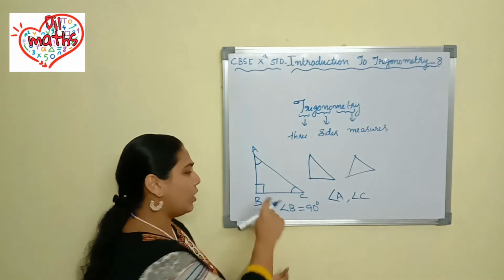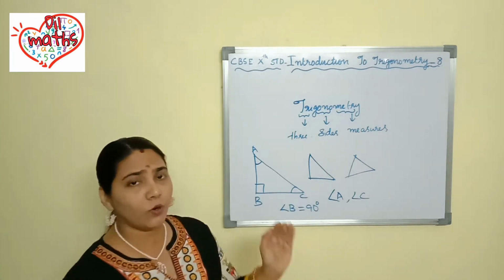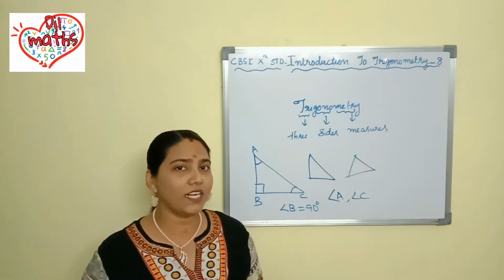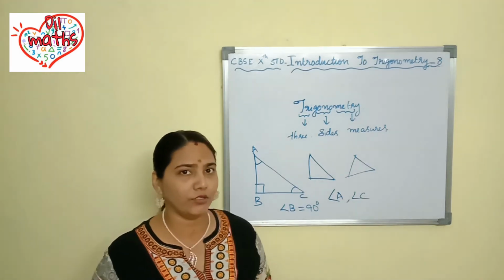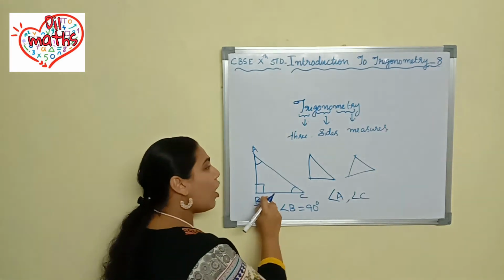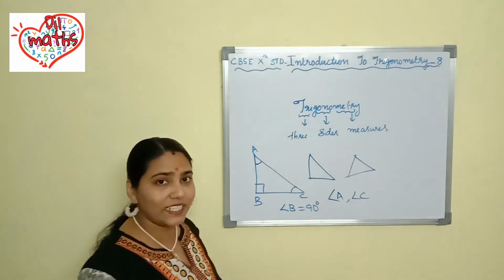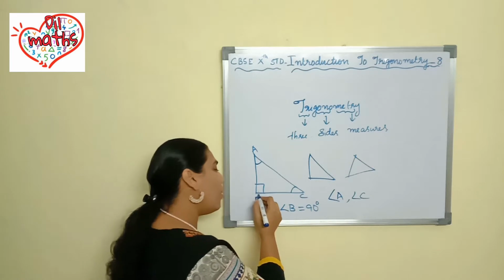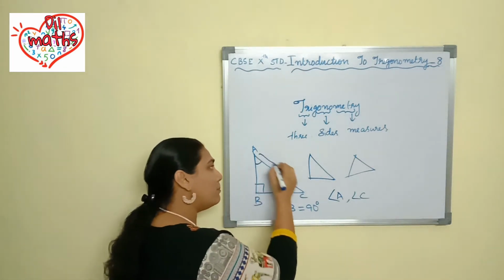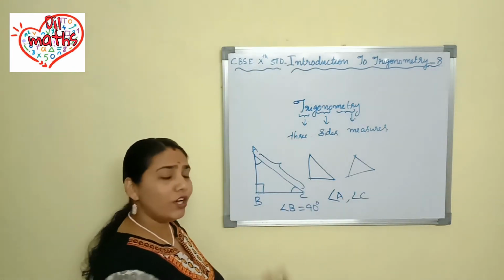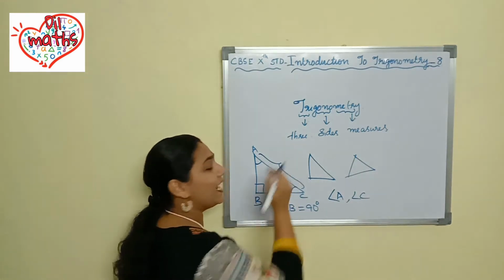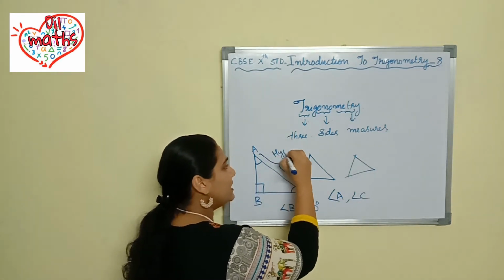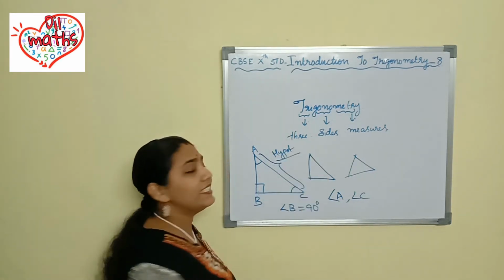Here I told you what is a right triangle. Now I want to tell you about what is hypotenuse, what is base, and what is altitude. So what is hypotenuse? Hypotenuse means the side opposite to 90 degree. Where is 90 degree here? Angle B is 90 degree. The side opposite to angle B is AC. So always the side opposite to 90 degree we can call a hypotenuse. So here AC is hypotenuse.